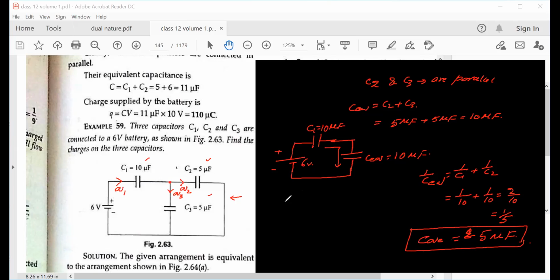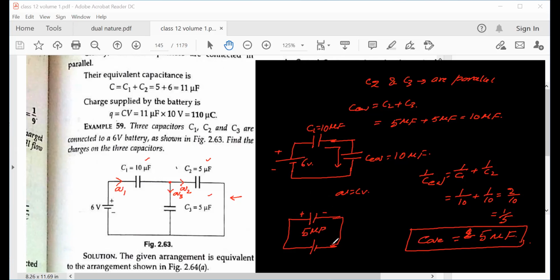Now what we need to find is the charge. The formula is Q is equal to CV. This is your total capacitor. So I'll redraw the circuit again. Only one capacitor will be there. It is your 5 microfarad, and this is your voltage across it.